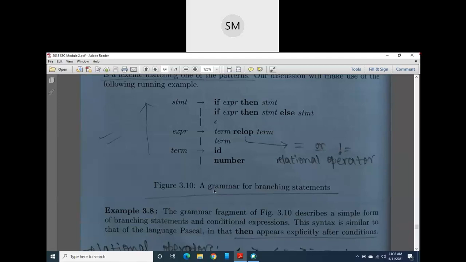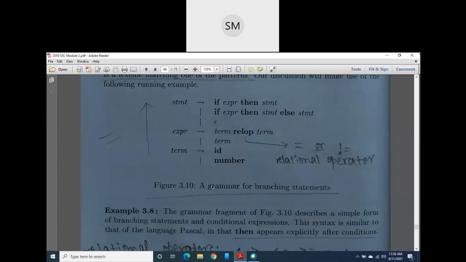Similarly, for our compiler designing, we have some grammars. A grammar is nothing but a set of rules which define that language, or describe the language constructs, like if statement, if else statement, nested if else, for loop, while loop, like this. They will describe our language constructs.